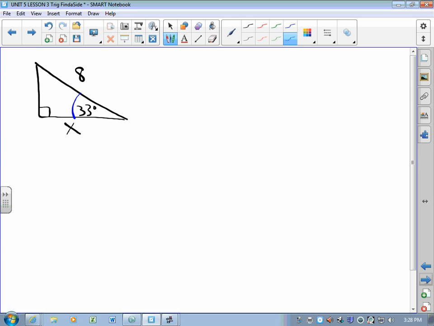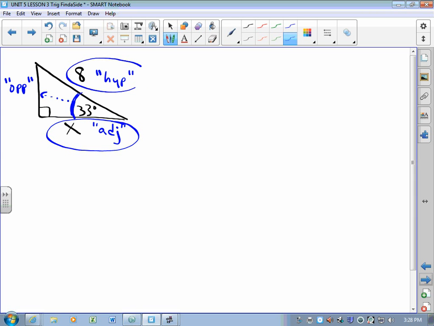Let's name everybody. With respect to this angle, the opposite side is over here. The hypotenuse is the biggest side, and the adjacent side is the leftover. It's the leg that snuggles up to the acute angle. So I have in my problem adjacent and hypotenuse. So I go back to my SOHCAHTOA and I look for adjacent and hypotenuse, and that tells me that I am about to solve this using cosine.